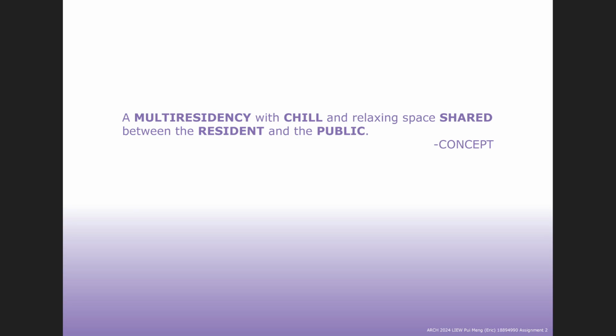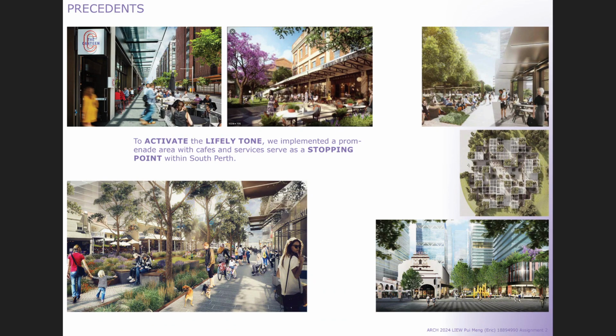Our main concept is to design a multi-residency with chill and relaxing space shared between the resident and the public. The location is very relaxing but poor with gathering facility other than Sir James Mitchell Park at the riverside. Therefore, we were inspired to design a multi-residencies with a promenade consists of relaxing elements such as cafe and barbecue facilities. We look into a few commercial and promenade precedents. We are inspired to create a lively space with vegetations and service such as cafe and barbecue facility. The place will become a main stopping point within the suburb.